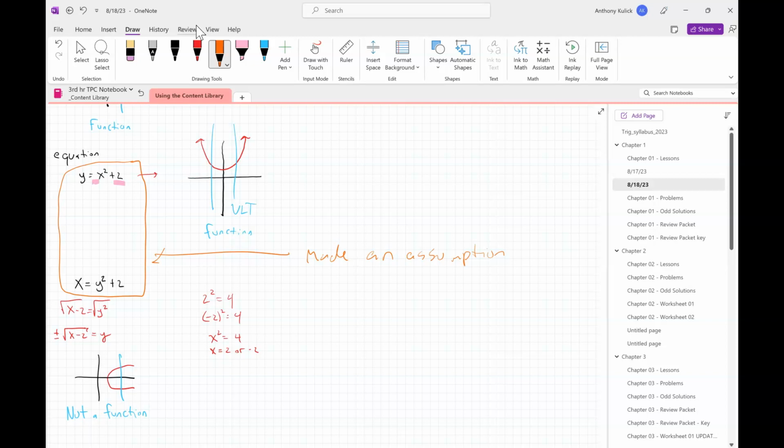So in both these two examples where we looked at y equals x squared, y equals x squared plus 2, and x equals y squared plus 2, we made an assumption when we decided if these were functions or not. Now, let me explain what that assumption was. We assumed that the x was the independent variable, that represented the domain set, and the y was the dependent variable representing the range set.